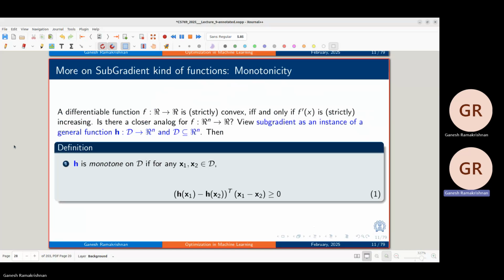Because this is saying that for any x1 comma x2, h of x1 minus h of x2 should make an acute angle with x1 minus x2. Take 2 points, x1 and x2, x1 minus x2 and h of x1 minus h of x2. They should basically form an acute angle. They should be similarly oriented.